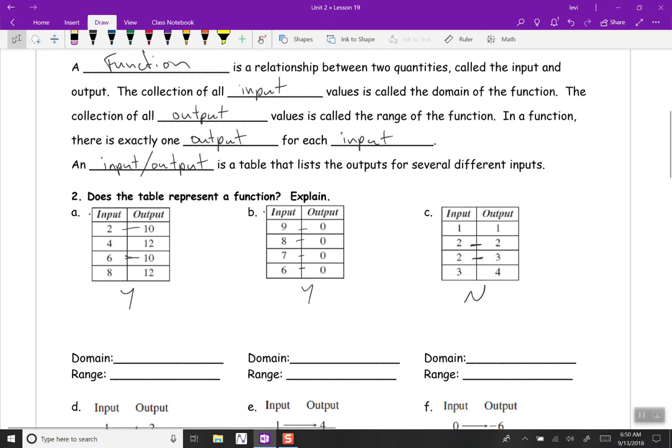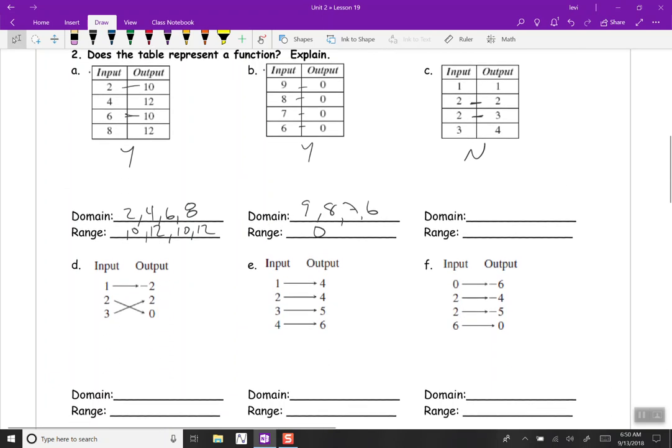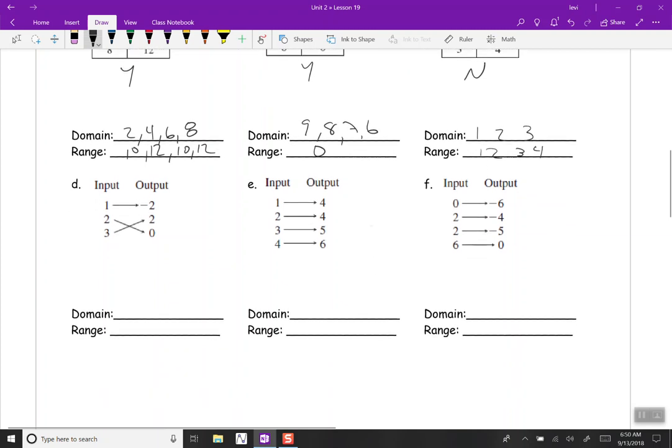So our domain is 2, 4, 6, and 8. Our range is 10, 12, 10, and 12. Domain is 9, 8, 7, 6. Range is 0. And this one isn't a function, so we could say our domain is 1, 2, 3, and 1, 2, 3, 4. But it's not a function, so it doesn't really have a domain and range.